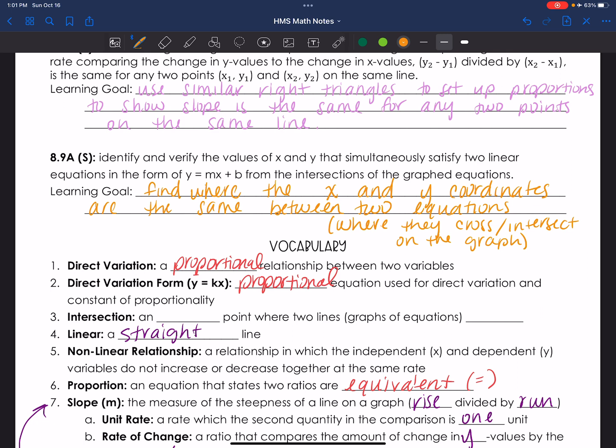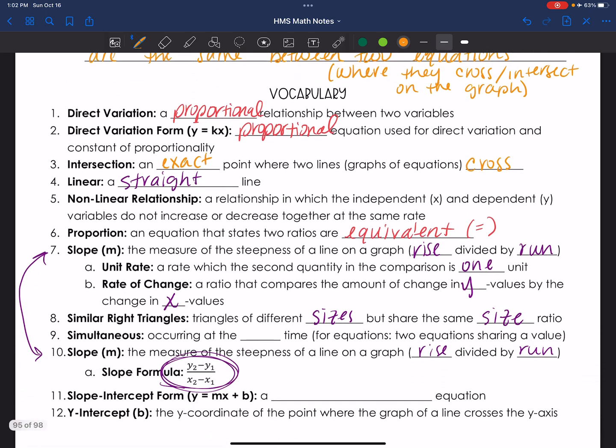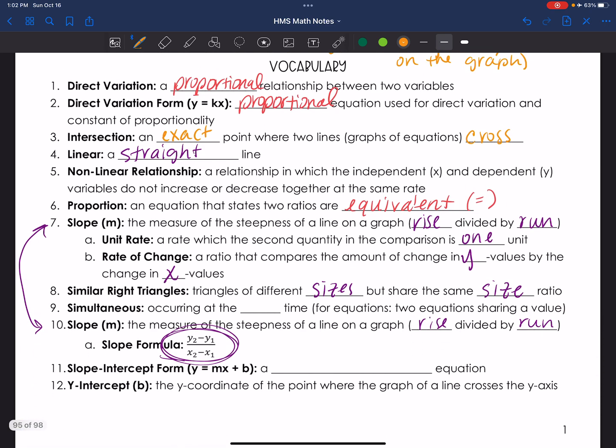Starting with some vocab words. Intersection is an exact point where two lines, graphs of equations, cross. Moving on. Simultaneous means occurring at the same time. Like I am simultaneously doing these notes, recording them, and talking about it, and breathing, and my heart is beating. All the things simultaneously happening at the same time.